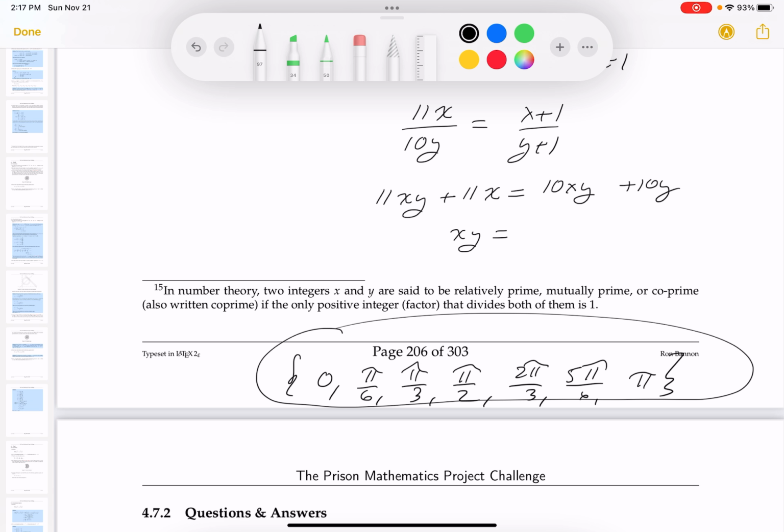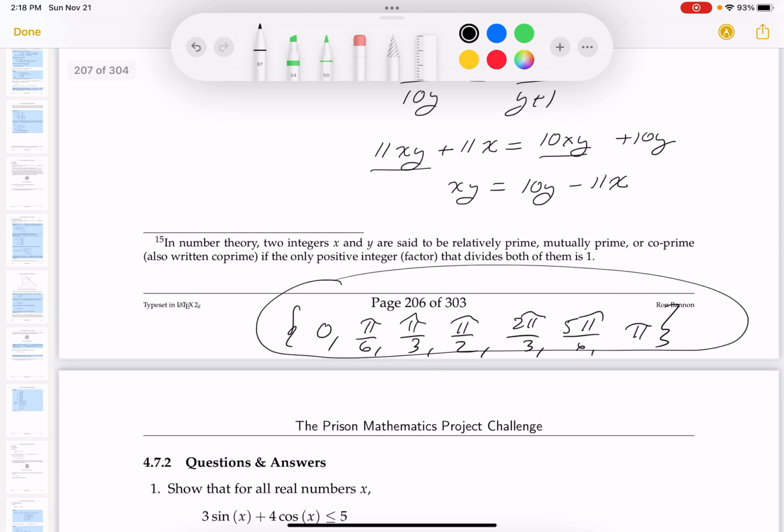Let me make sure I did that. 11xy, 11x, 10xy, and 10y. Yeah, I guess I've got to do something, right? So 10xy, I took that from both sides. I get xy, and then I get 10y minus 11x. It looks kind of crazy to me. That doesn't look too easy to analyze.